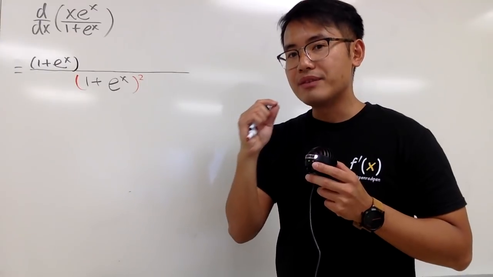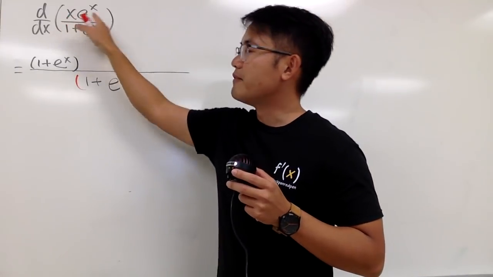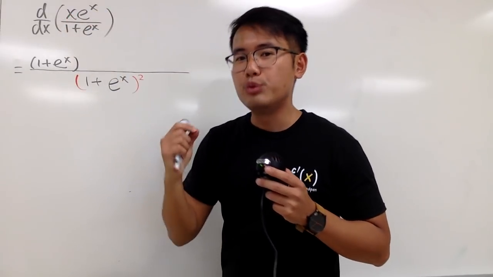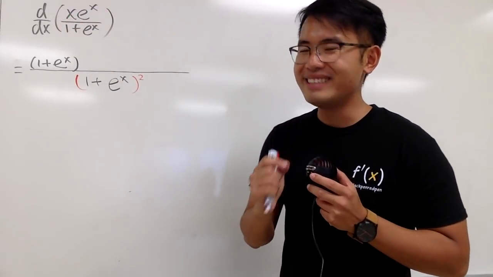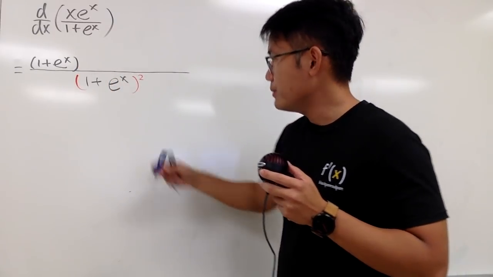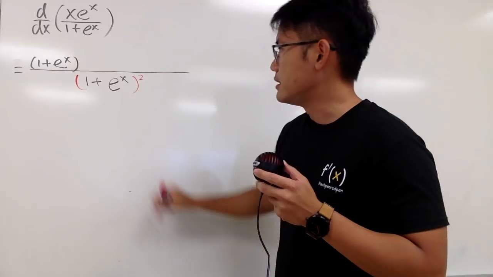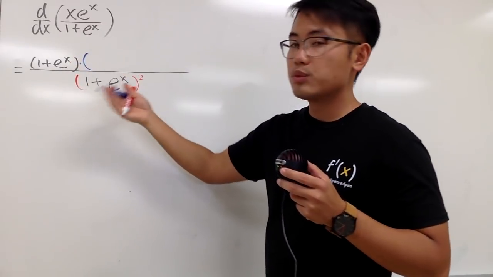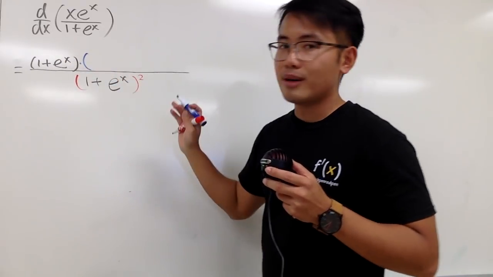And then we have to differentiate the top function. And notice the derivative of x times e to the x requires the product rule, right? So we are going to multiply, and I will do this one in blue. Let's see what we will have. And I'm going to put parentheses as well, because we have to multiply this and that later on.